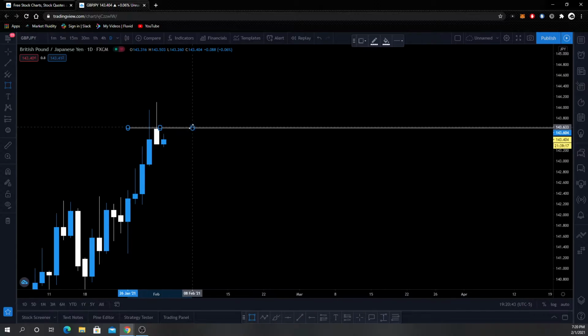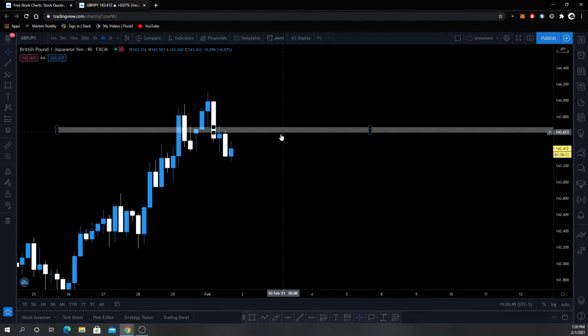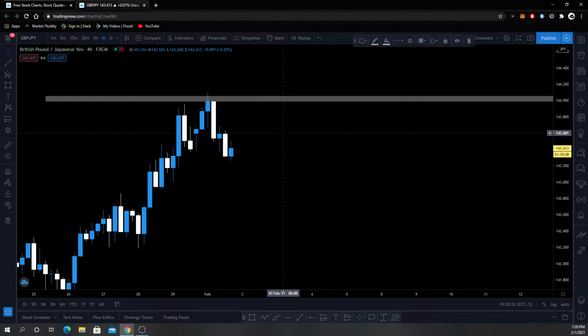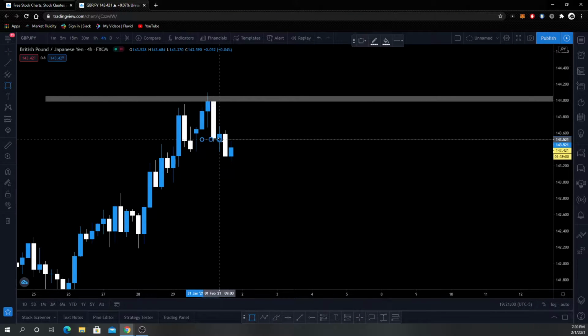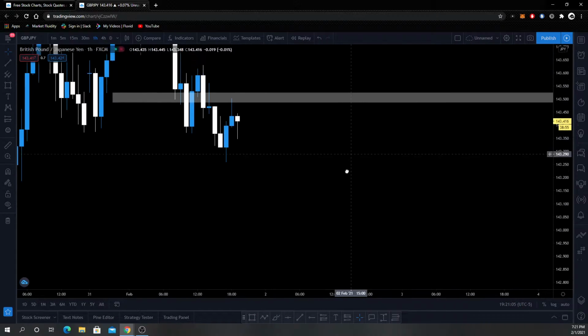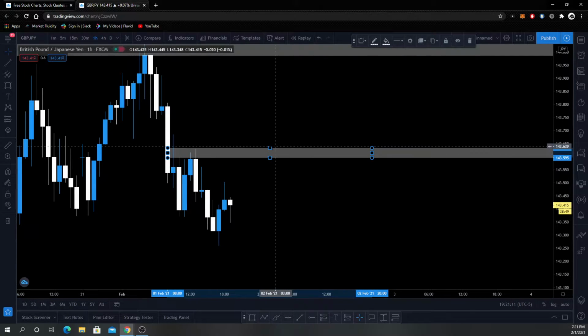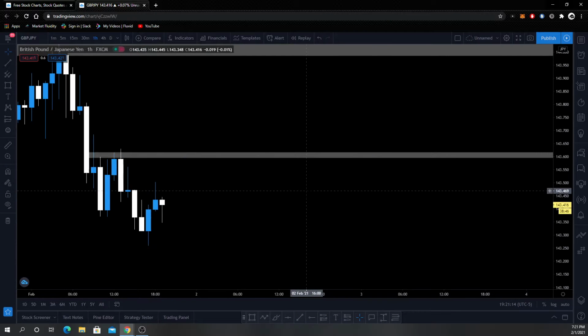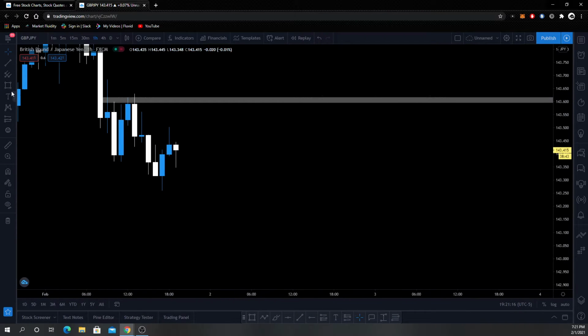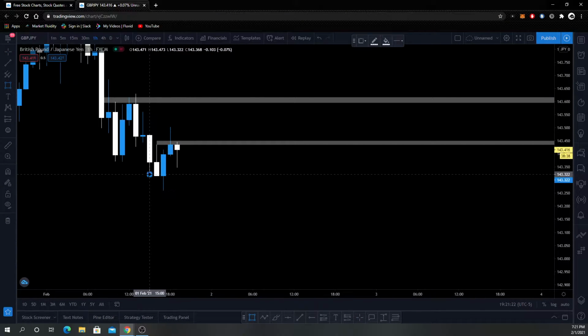So we have a resistance over here, although that's going to be fixed on the 4H. We made highs right over here, that was the highest point. The price went up and rejected, and then we created support right at this level, and price broke through that support. If you go to the 1 hour time frame, let's switch this over here as a resistance, because that's our recent resistance, and we have another recent resistance here, and then price created a support down here.